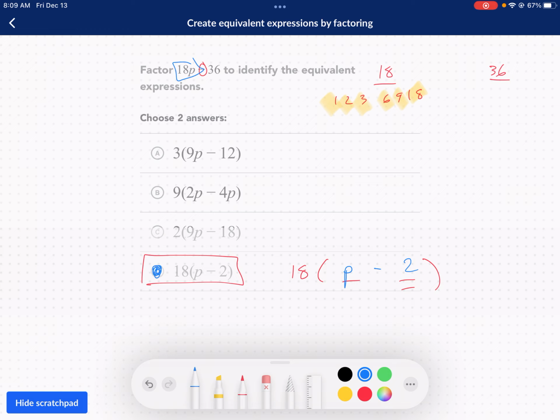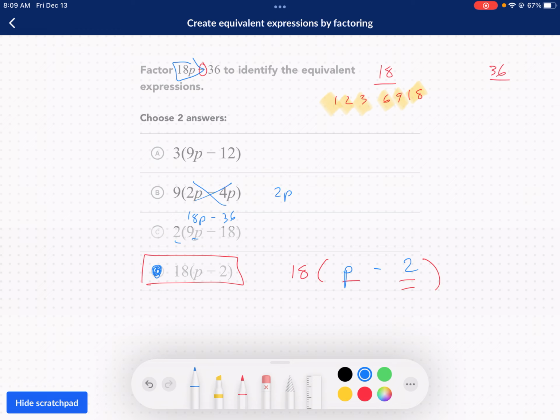And now I need to think, okay, 3, 9, and 2 are all correct. So I'm just going to look here and say, okay, 2 times 9p gives me 18p. I'm checking C first. And then 2 times 18 gives me 36. I think it's going to be this one, okay? Because that one looks correct to me. So I need to check the other one. This one's not going to be correct.